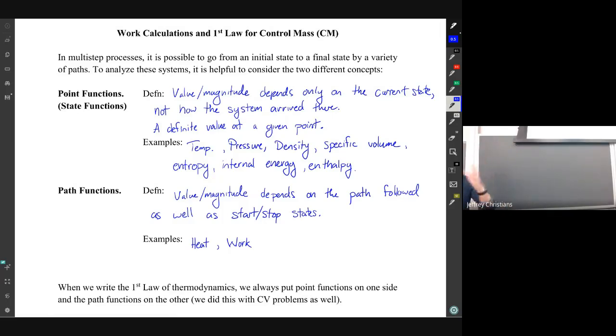Again, there are other path functions, but those are the two we run into. If you drew these last couple of problems how I typically draw them, one thing's over here, and then there's an arrow, and then there's another thing over there. So the start and the stop, those are our point functions. That's like point 1, point 2. How we get from point 1 to point 2 tells us something about our path functions like heat and work.